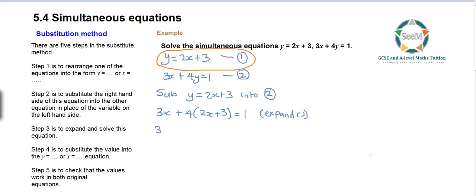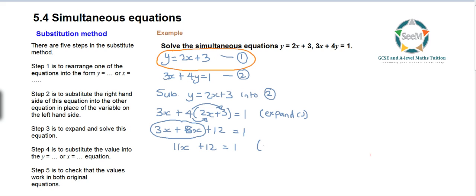So 3x plus 4 times 2 is 8, and then you bring down the x as well, plus, so we've done that first. The second one we do is 4 times 3, which gives us 12, equals, you bring down the 1. Next thing is to simplify this. So 3x plus 8x gives us 11x plus 12 equals 1.